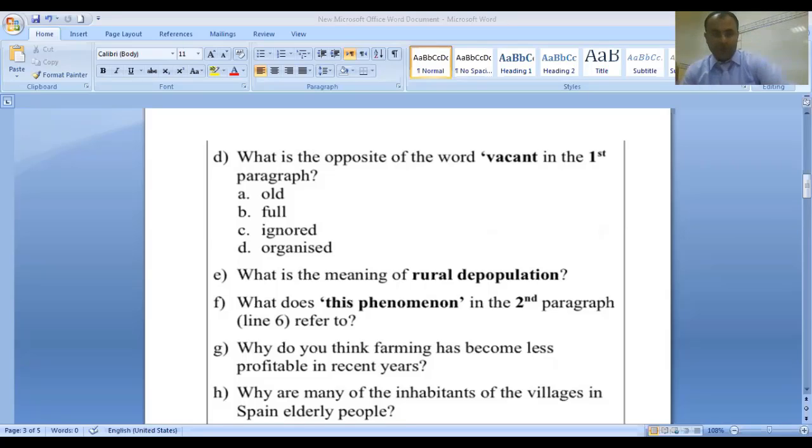I want one of you to answer question number E. What is the meaning of rural depopulation? If you know the answer, just raise your hand. What is rural depopulation? Please raise your hand if you know the answer. I need more participants. Anyone knows the answer, just raise your hand, please.